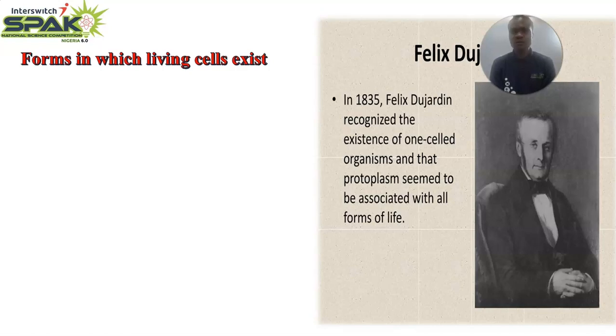The forms in which living cells exist. It was a man by the name Felix Dujardin in 1835 who first recognized the existence of one-cell organisms, and he claimed that protoplasm seemed to be associated with all forms of life. So he first recognized the existence of one-cell organisms.